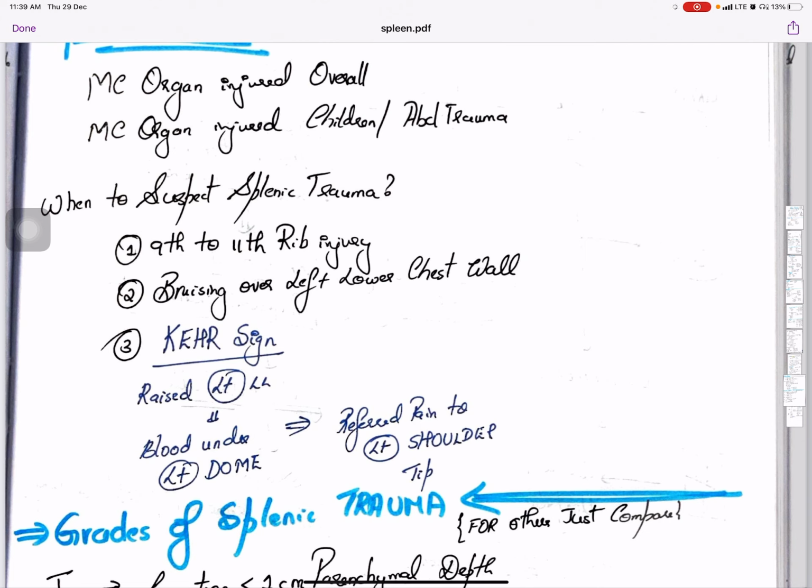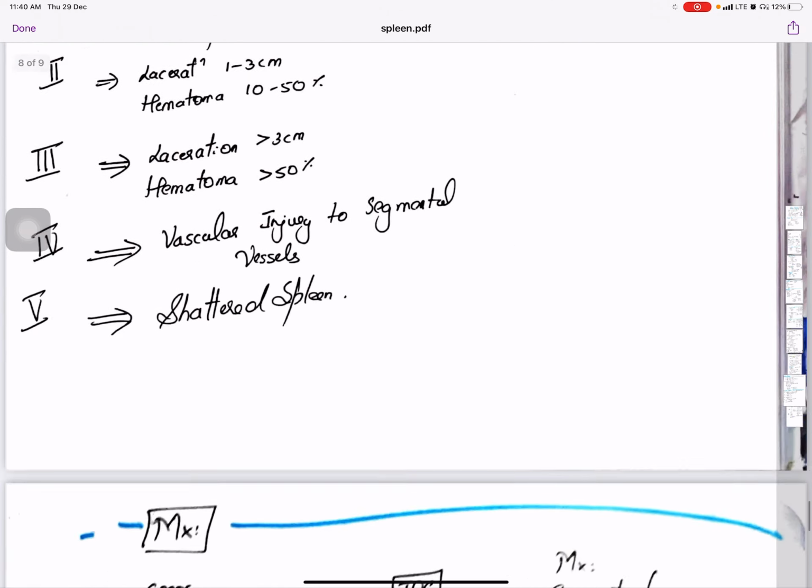Then we have the latent period of Delbet, wherein the greater omentum initially seals off the tear, which later opens and develops shock. Then there is delayed shock in case of pancreatic enzyme causing this. Patient will also present with shock. So in shock we'll have anemia, tachycardia, hypotension, cold, clammy skin, guarding, rigidity. Okay, so all of these are clinical features of splenic rupture. Very important: grading of splenic rupture and management of splenic rupture.